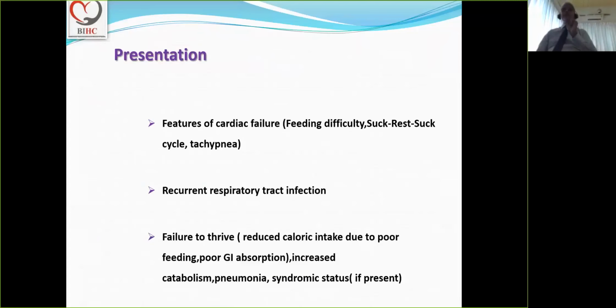Failure to thrive is very common because they don't take enough calories because the feeding is poor. And when there is right heart failure as well, the congested GI mucosa is not conducive to good absorption. Catabolism is increased in heart failure. They tend to have recurrent pneumonia. Plus, you know that VSD could be part of different syndromes. So these syndromes may independently affect the growth of the patient.